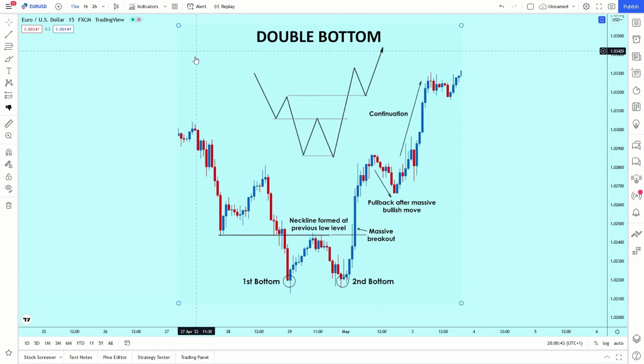Here we have another example of a double bottom. This time this neckline formed at the previous low level here. As you can see here, it basically retested this previous low level, giving it more significance. And as we can see here, price broke this neckline with this massive bullish candlestick, then formed a minor pullback and continued to go up. So here we had a downtrend, then the double bottom occurred. Price broke this neckline with this strong bullish candlestick and went up. So basically price reversed. We had a downtrend here, double bottom, uptrend.